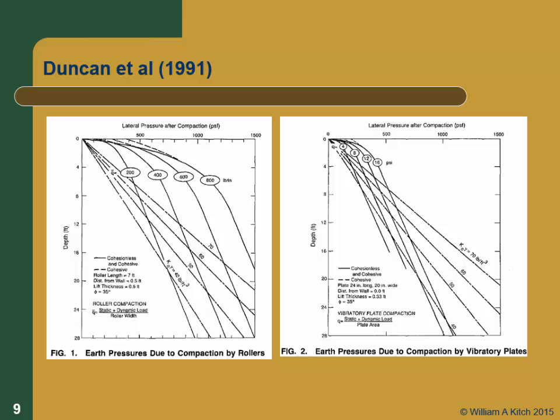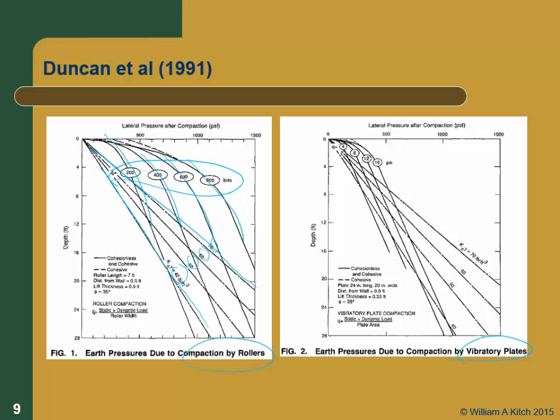What I like about Duncan's charts, now notice, here's K-naught. These are the K-naught lines for various unit weights, see? And then these are the compaction lines for different roller masses. And he's got separate ones for compaction by rollers and compaction due to vibratory plates.